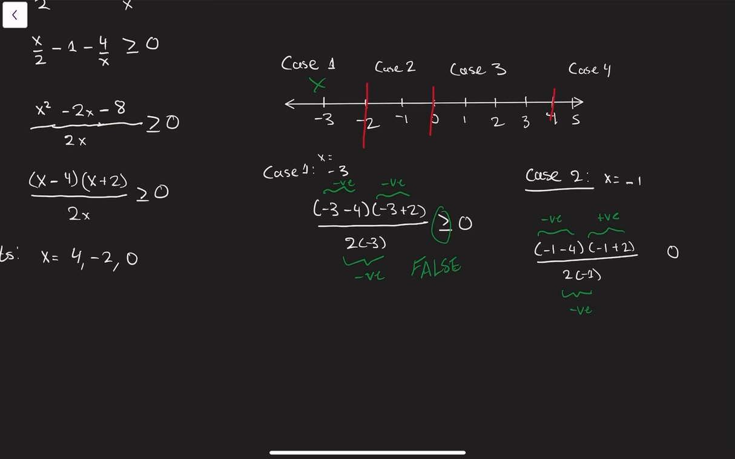Oops, this sign is incorrect. Sorry, everyone. But yes, as I was saying, a negative multiplied by a positive is a negative, divided by a negative is a positive. Therefore, we know that this is true. So let's put a check mark by case 2.